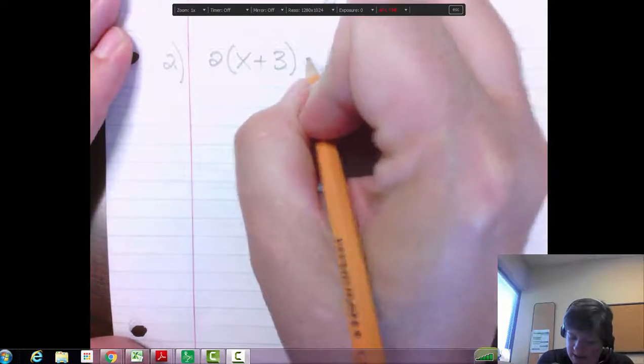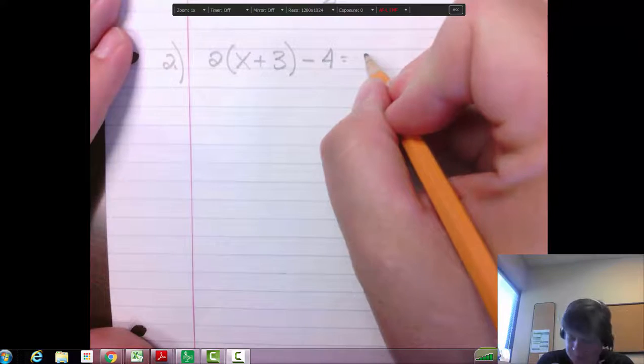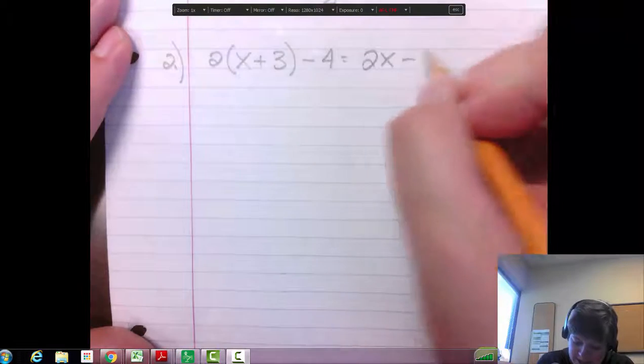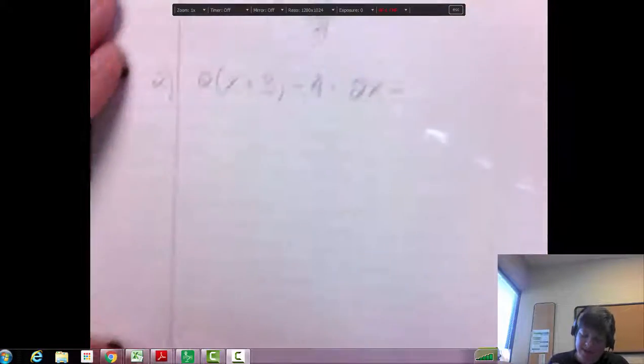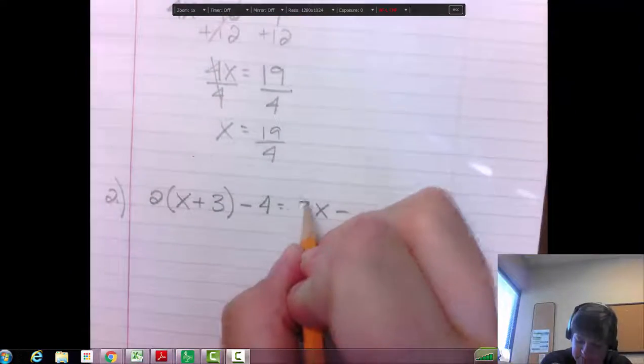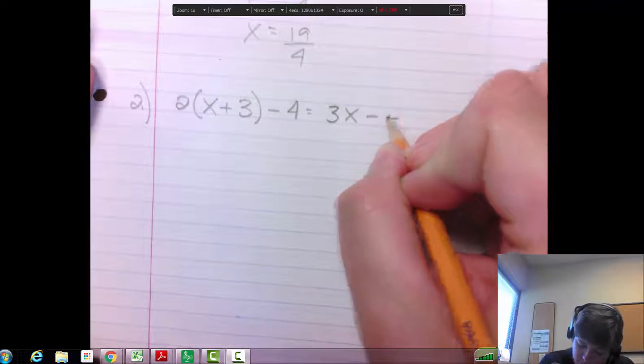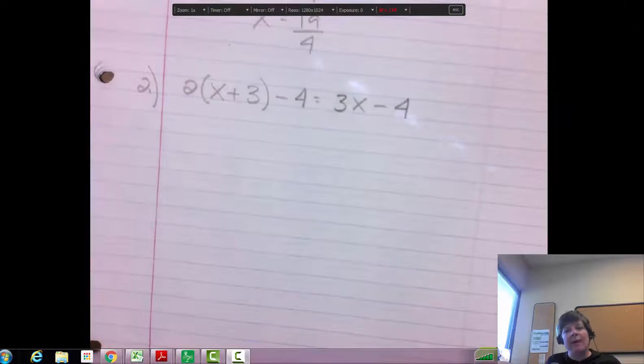Okay, so if I have 2 times x plus 3 minus 4 equals 2x minus, oops, I can't do that. That's going to make one with no solution. That's what I get for randomly making it up. Let's make that a 3. 3x minus 4. So here's a random equation.